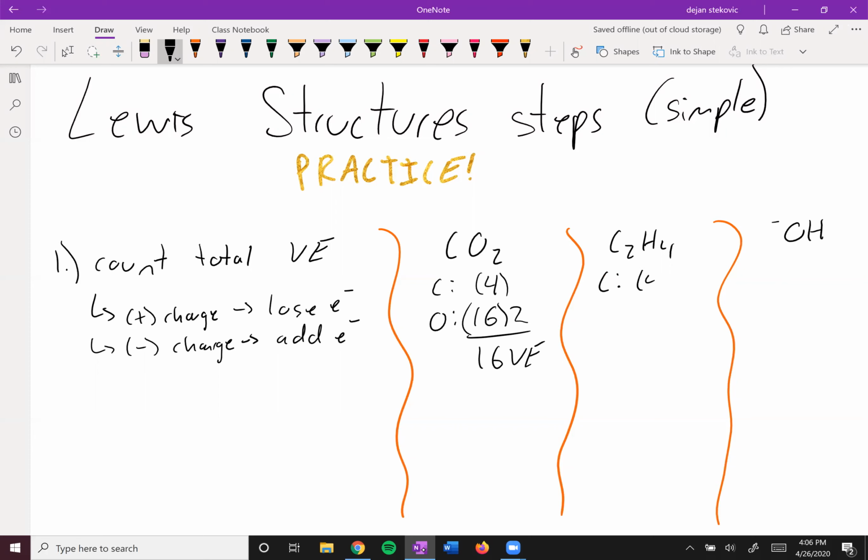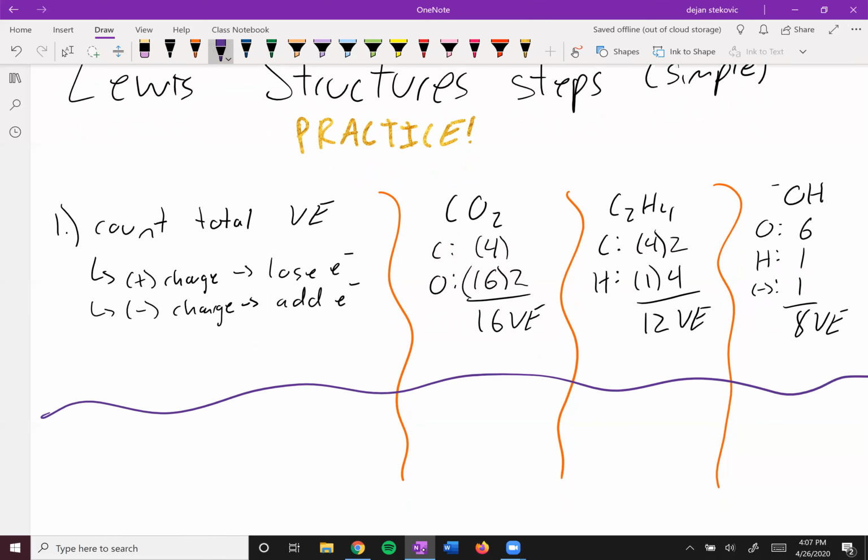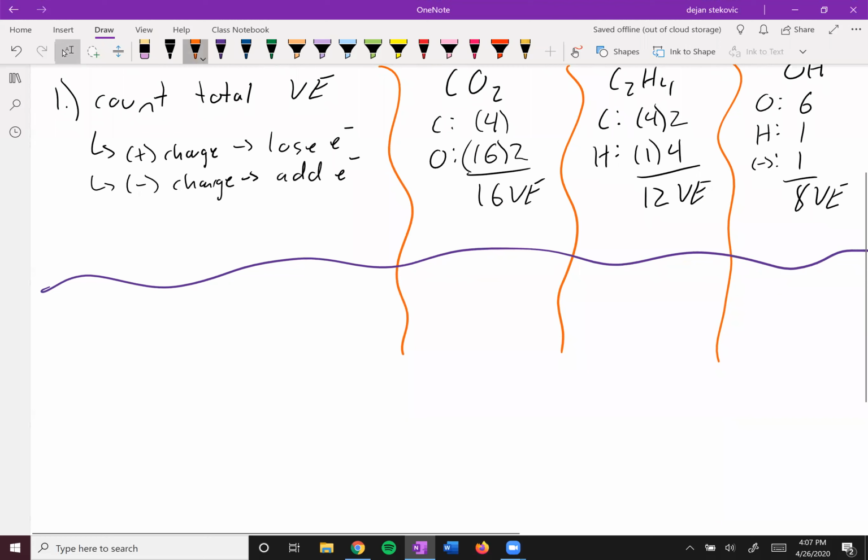Here, each carbon has 2 valence electrons. We've got 2 of them. Hydrogen, each hydrogen has 1 valence electron. We've got 4 of them for a total of 12 valence electrons. And then hydroxide, oxygen has 6 valence electrons. Hydrogen has 1, and then the negative charge is 1 more for a total of 8 valence electrons. So that's step 1, counting the valence electrons.